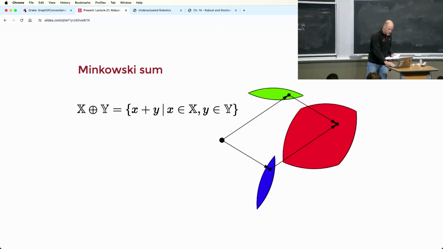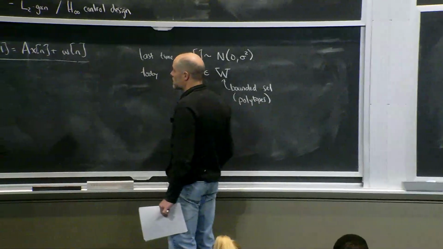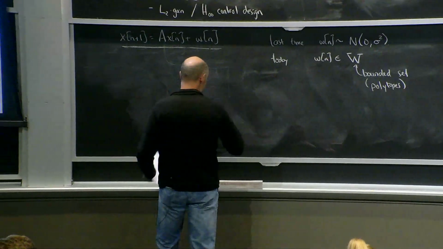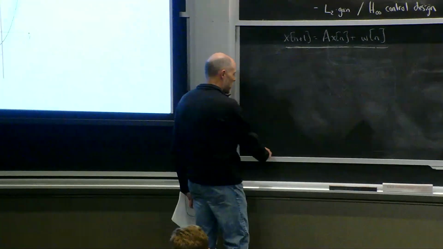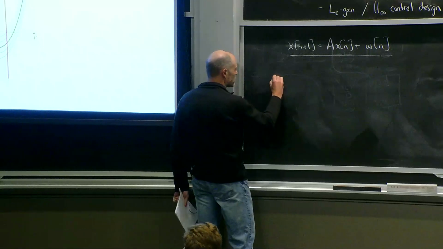Okay, so let's think about how to push this, just a basic set of results about how do you push polytopes through a linear system. Okay, and they're good to know. So first, how do we represent a polytope?